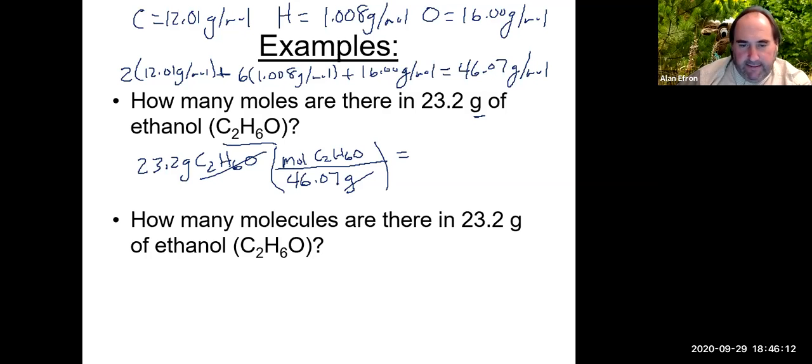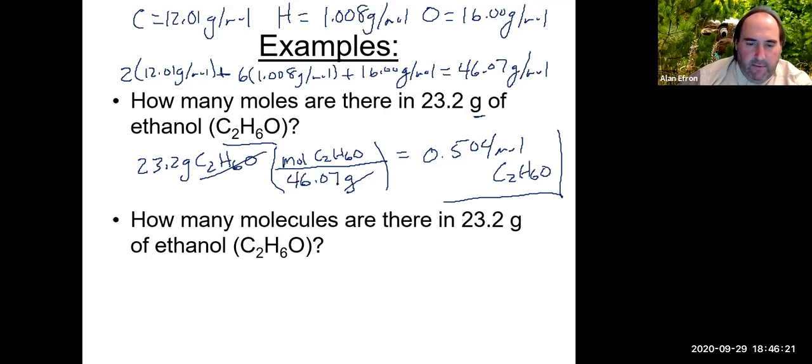And it looks like something like 0.504 moles of C2H6O would be our top answer there. Any questions on that one? Again, 3 sig figs off of that first number there, not so much this number.